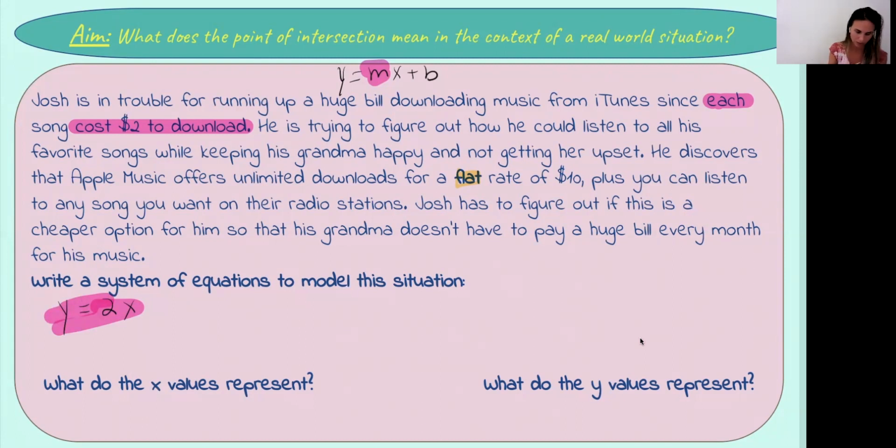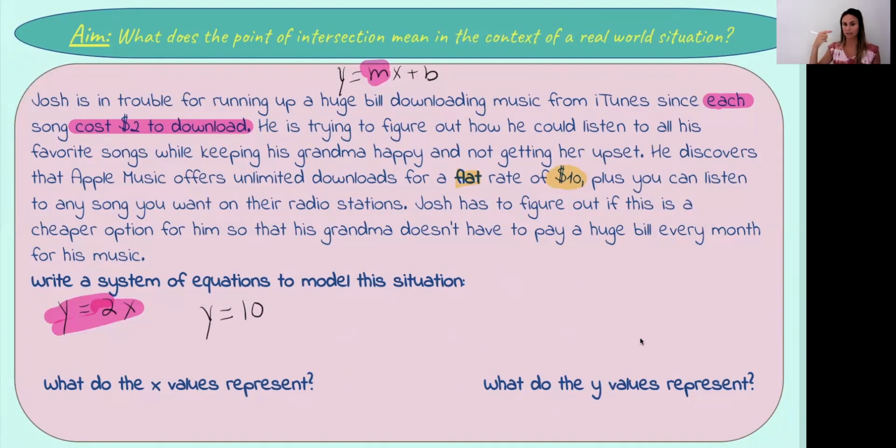So the next question is where we highlighted in yellow, flat rate of $10. In my discussion with my students, I would say, how much will Josh have to pay if he downloads 0 songs? The answer to that would be 10. You have to pay $10 no matter what. $10 for 0 songs, $10 for 500 songs. It's a flat rate. There's no slope because it doesn't depend on how many songs you download. It's just y equals 10.